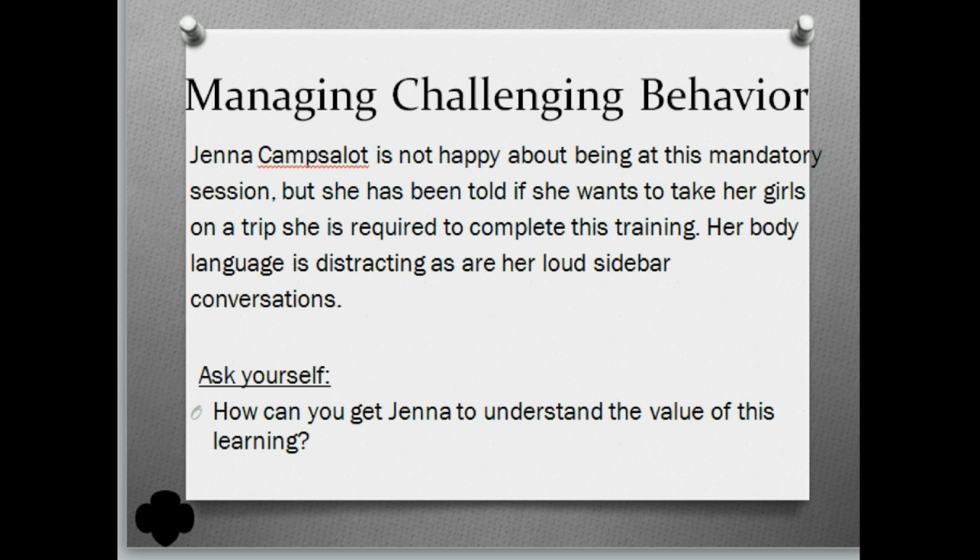You can probably imagine a participant like Jenna Campsalot in your workshop. She is not happy about being at this mandatory session, but she has been told that if she wants to take her girls on a trip, she is required to take this training. Her body language is distracting, as are her loud sidebar conversations. How can you get Jenna to understand the value of this learning? Think back to the principles of adult learning from Module 1.